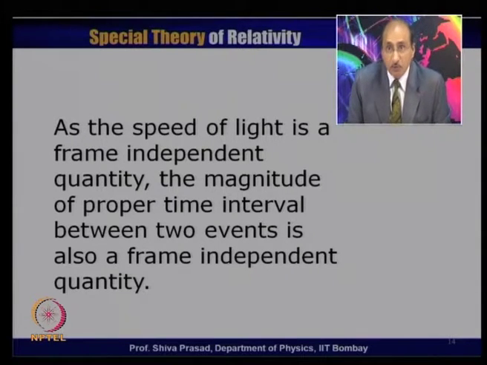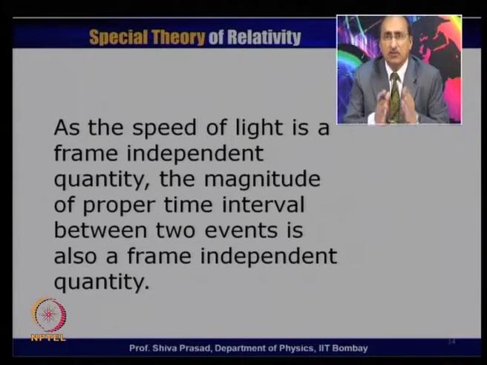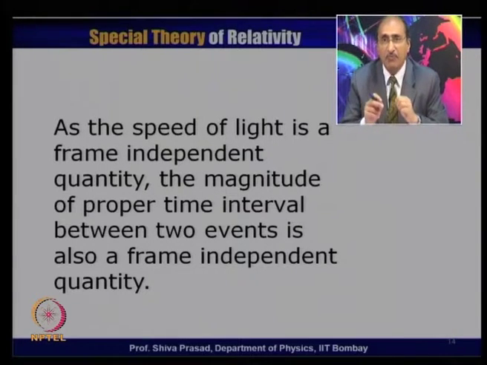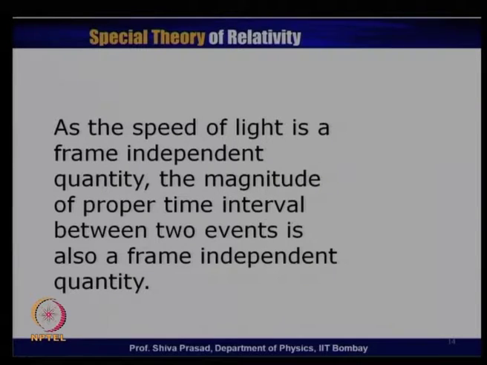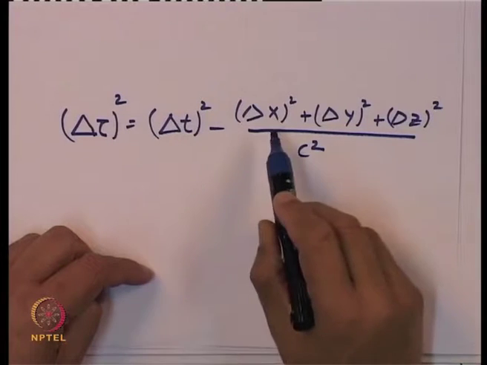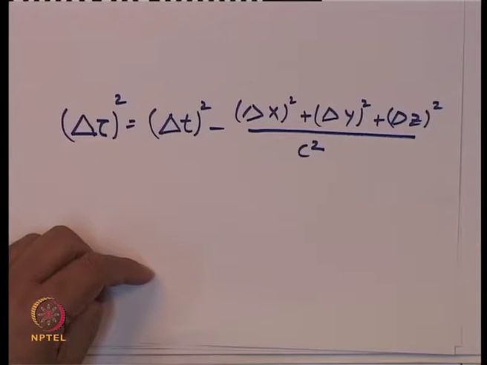So, if I have any two events, I do not have to bother about finding a frame of reference in which these two events occur at the same place. I choose delta x, delta y, delta z, and delta t that I have obtained in my frame of reference, substitute in this equation, delta tau square is equal to delta t square minus delta x square plus delta y square plus delta z square divided by c square, and I can calculate delta tau square.